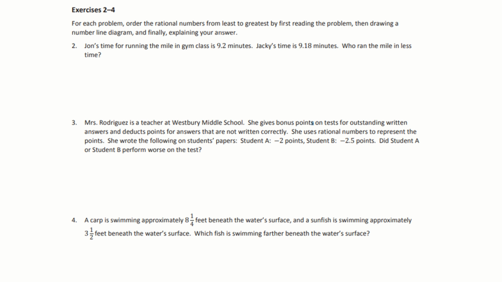And as we look at this, it says for exercises 2 through 4, for each number problem, order the rational numbers from least to greatest. So again, we're going smallest to biggest, least to greatest. All right. By first reading the problem, then drawing a number line, and finally explaining your answer. So John's time for running the mile in gym class is 9.2 minutes. Jackie's time is 9.18 minutes. Who ran the mile in less time? Who was faster, right?